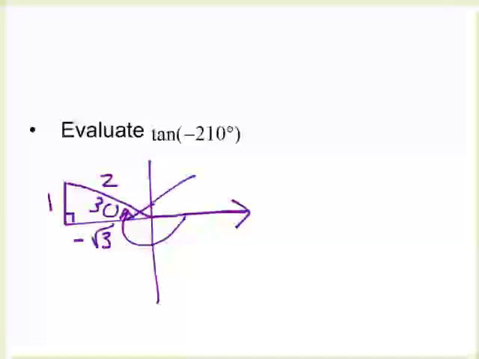So now we need to consider SOHCAHTOA. In this question, we are looking at tangent. What is SOHCAHTOA for tangent? I heard some right answers, I heard some wrong answers. Opposite over adjacent.